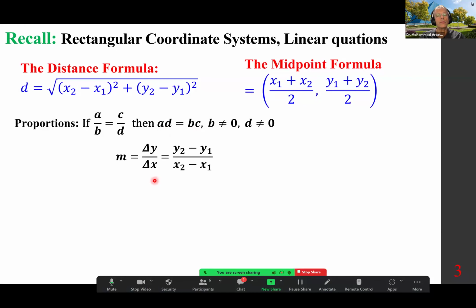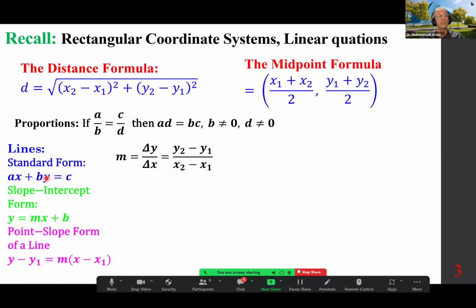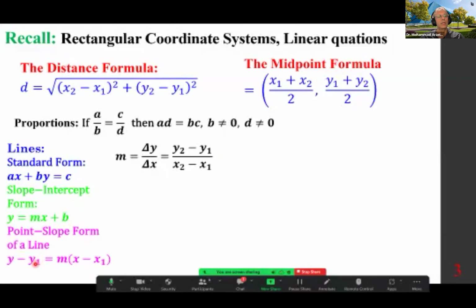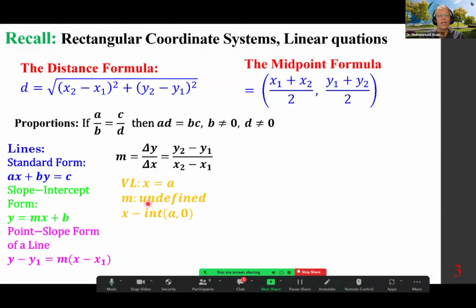So reminding you of the slope, rise over run, change in y over change in x, (y sub 2 minus y sub 1) over (x sub 2 minus x sub 1). Lines: standard form ax plus by equals c, slope-intercept form y equals mx plus b, point-slope y minus y1 equals m times (x minus x sub 1). Vertical lines, equation x equals a, m is undefined, x-intercept located at (a, 0). Horizontal lines, equation y equals b, slope is 0, m equal to 0, y-intercept is at (0, b).